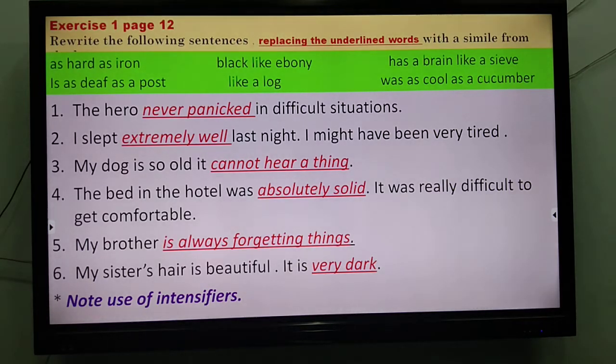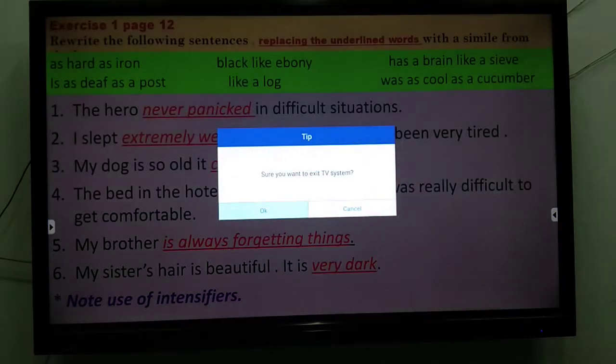As deaf as a post. Yes, now what is a post? Let us see. I have just collected some pictures for you.